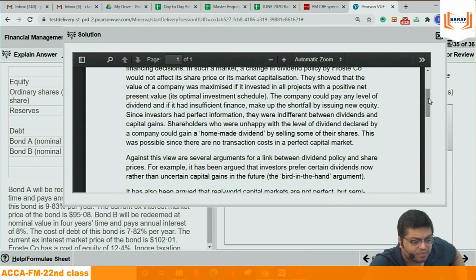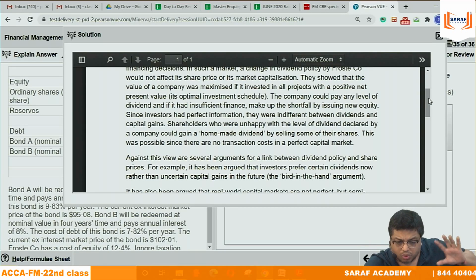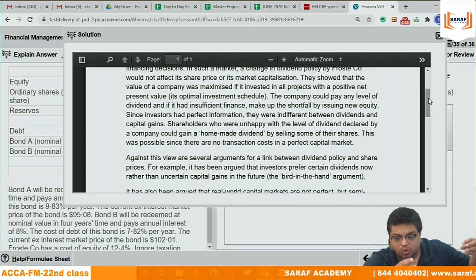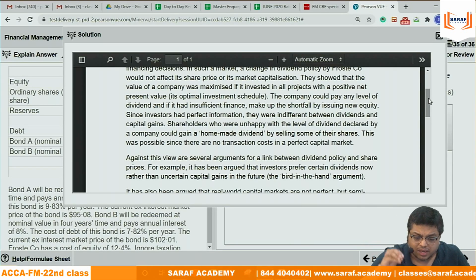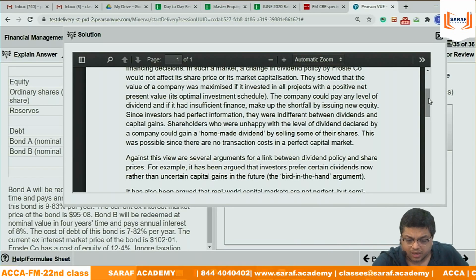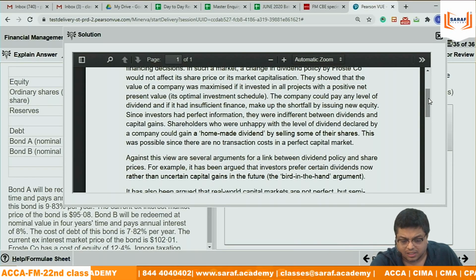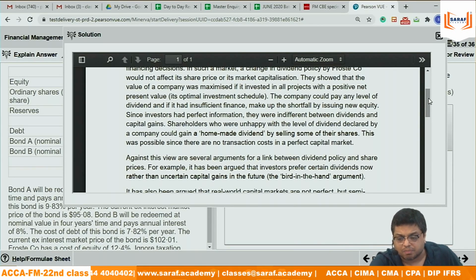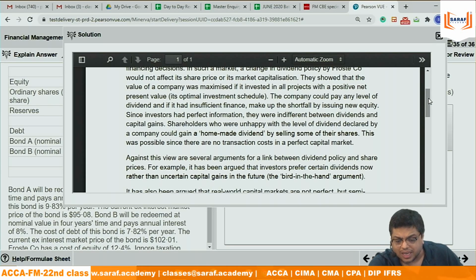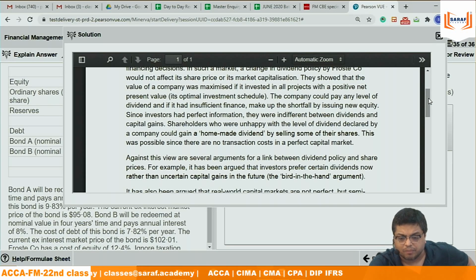Shareholders who were unhappy with the level of dividend declared by a company could gain by selling some of the shares in the market. This was possible since there was no transaction cost, because in a perfect capital market, I have information, you have information, equal. In the market, there is no brokerage, there is no transaction cost, nothing. The securities are infinitely divisible. You can sell 0.5 share, 0.2 share. The dividend is not going to affect the share price. So all these are called features of a perfect market. In that market, if you want money, you can sell shares. There will not be any problem.